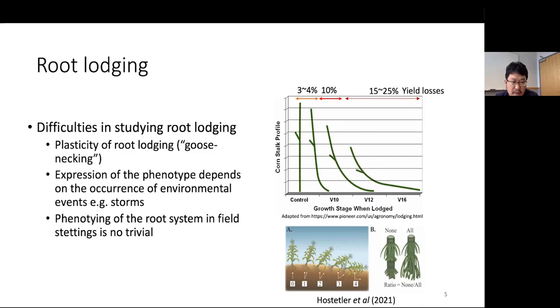And last, it is not trivial to phenotype the root system since it's underground. If you want to study them, you need to dig them out and phenotype somehow. So that's why, to date, many of the works have been focusing on assessing the impact of aerial roots or airborne roots, like brace roots here, on root lodging.